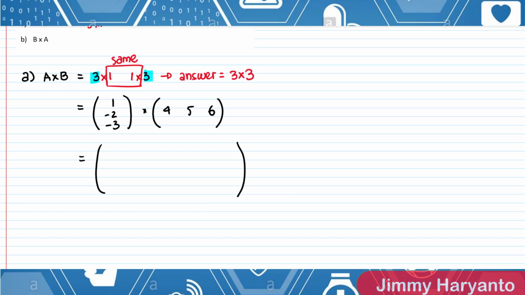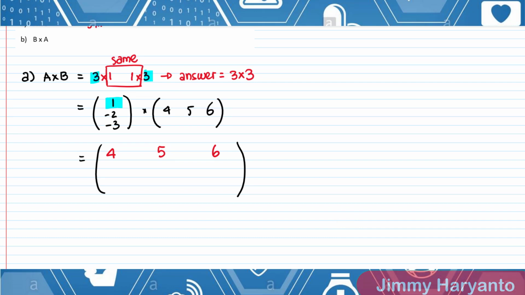So the first row is 1 times the first column. The first column is 4. So you only have to multiply 1 and 4. You'll get 4 as the first answer. And then after that, move to the second column. The second column is 5. Therefore, 1 times 5 equals 5. And then move to the third column. Multiply it one more time. So you'll get 6. We cannot move to another column because it's already finished.